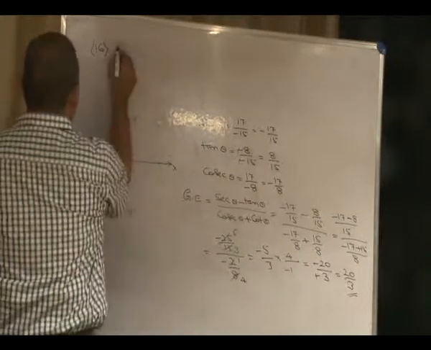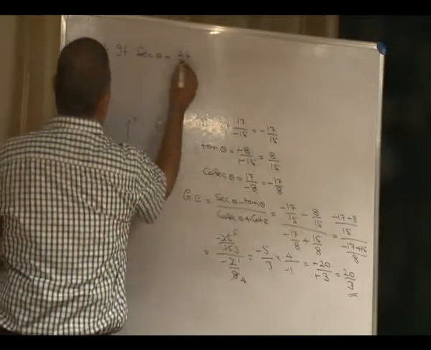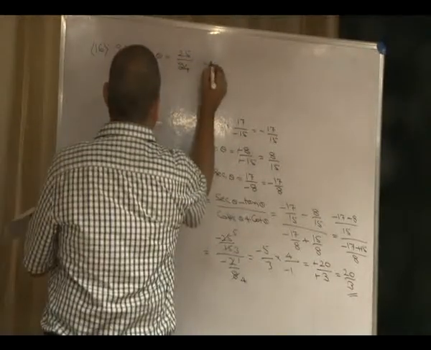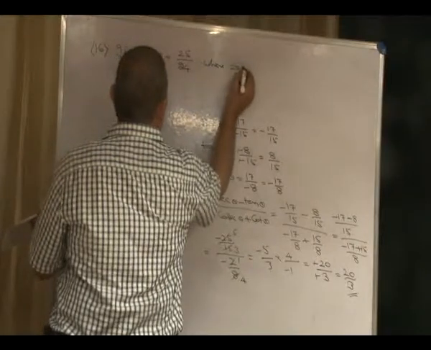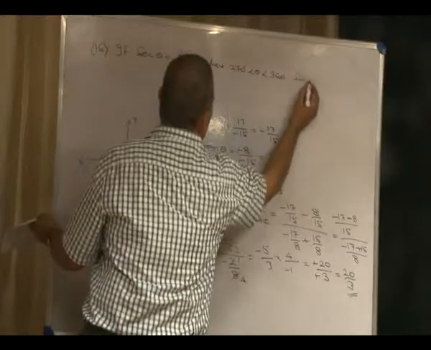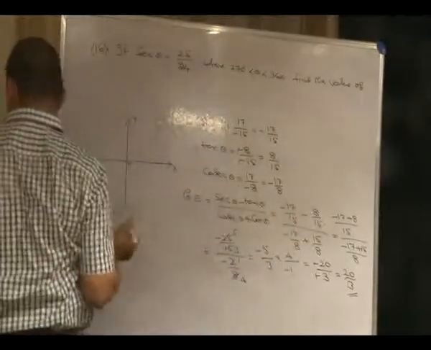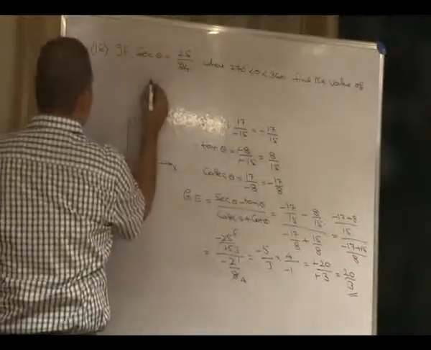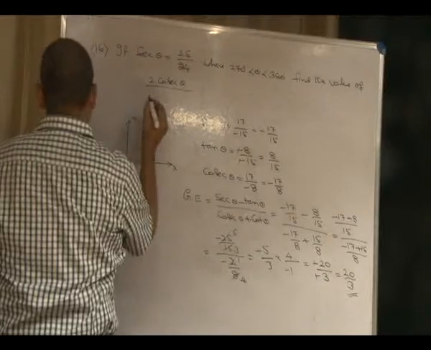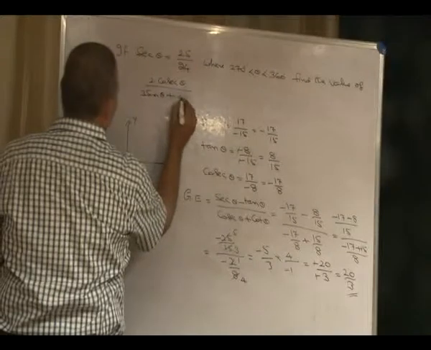Next problem: if secant theta equals 25 by 24, where 270 degrees is less than theta less than 360 degrees, find the value of 2 cosecant theta by 3 sin theta plus 4 cos theta.